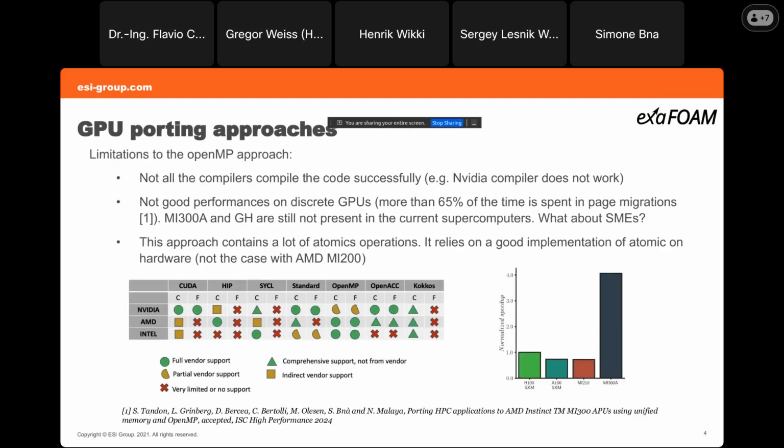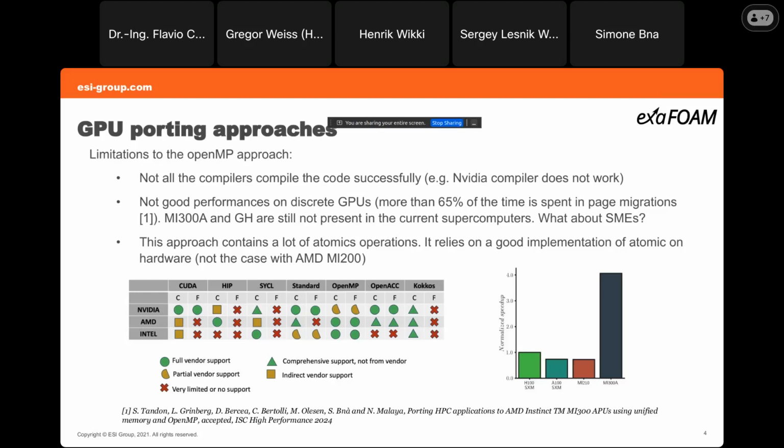The first one is that not all compilers compile the code successfully. For the moment, for example, the NVIDIA compiler does not work, and we only tested using basically Clang, in particular the Clang delivered with ROCm, which is software delivered by AMD. The other not good aspect is that the performance on discrete GPUs is not good.